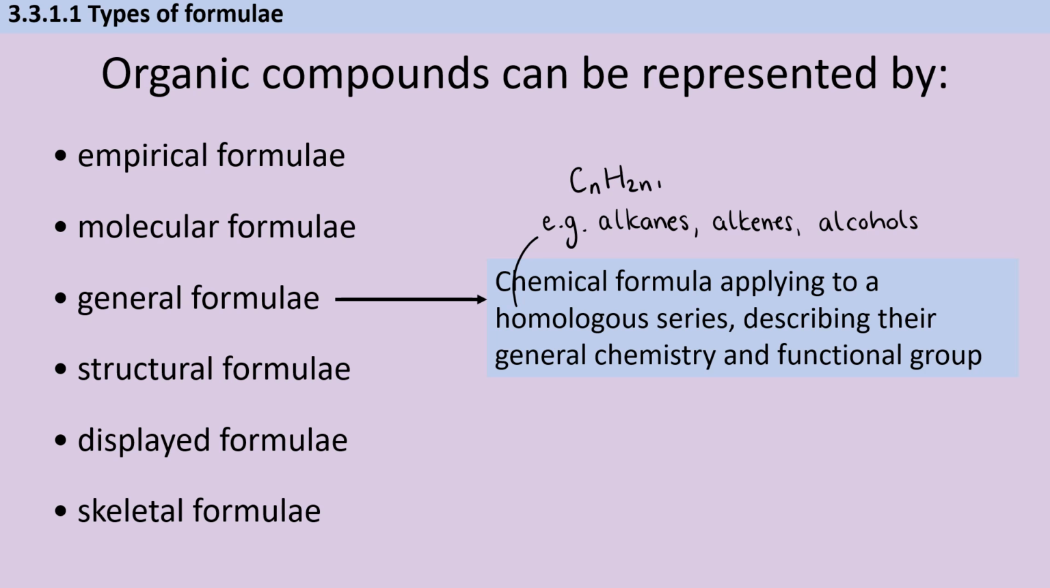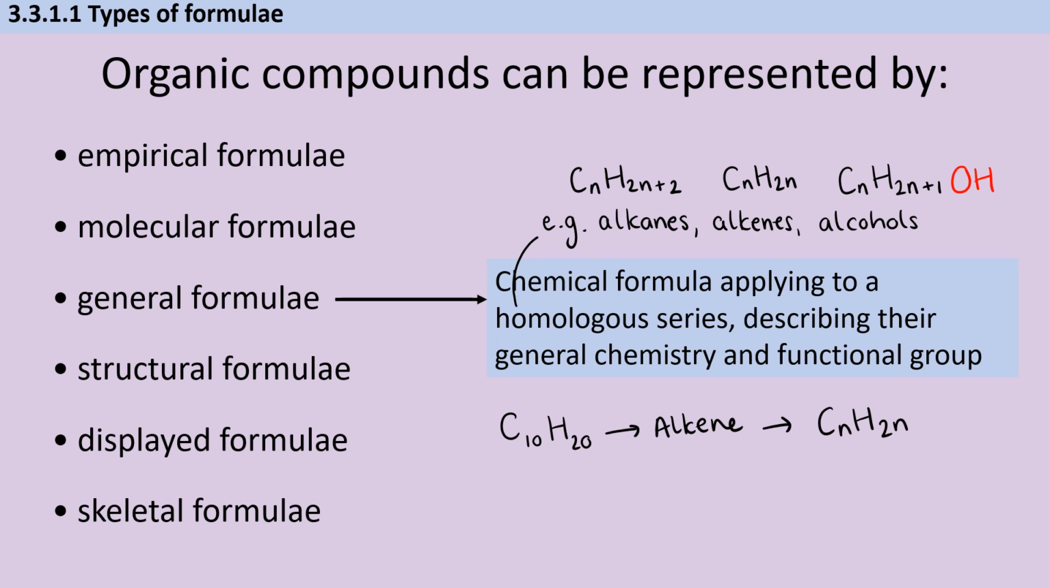So for alkanes, our general formula is CnH2n+2, whereas alkenes, we don't have that +2 on the end, it's just CnH2n. And for alcohols, one of those hydrogens is replaced by that OH hydroxy group. So if we think again about our C10H20, we can see that this is an alkene, and therefore its general formula is CnH2n.